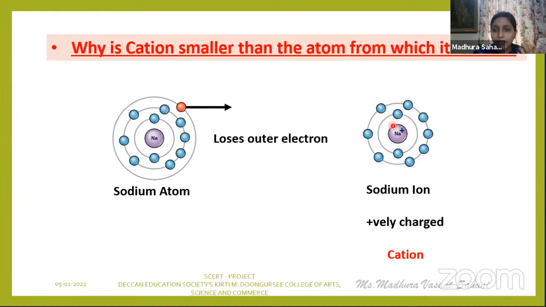So these outer electrons are tightly held by the nucleus, and hence there is a reduction in the size of a cation. That is why we can say that cations are always smaller in size than the parent atom, or the atom from which it is formed. Very similarly, we are going to reason out our second question, which we will study in the next slide.